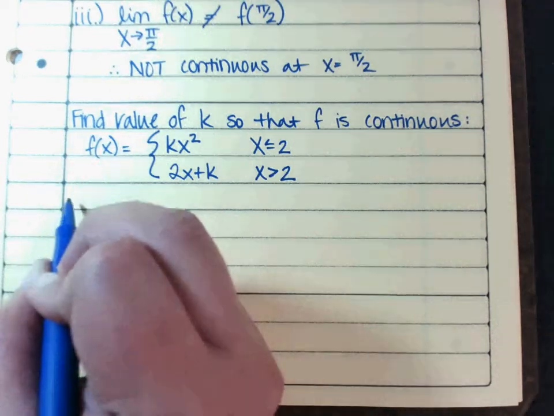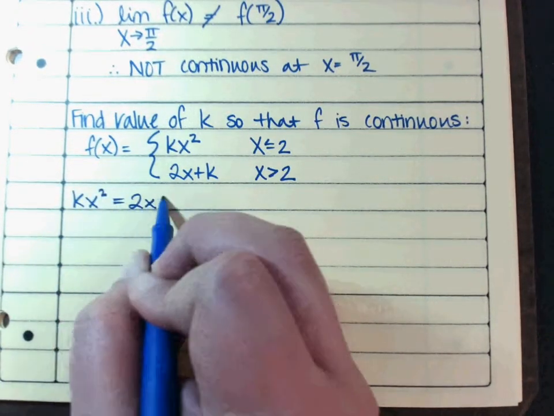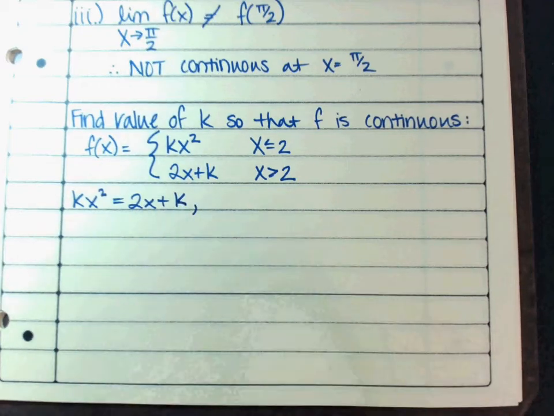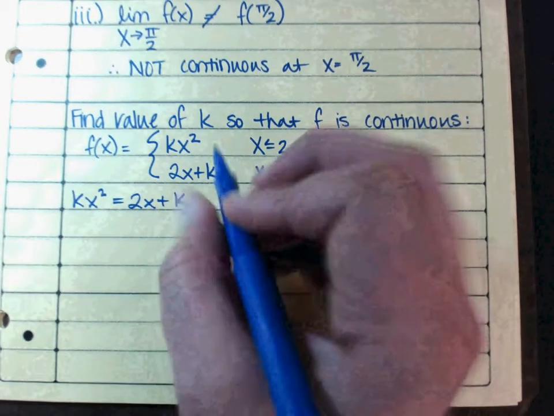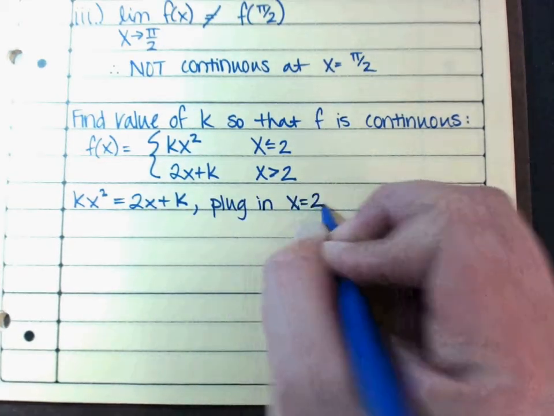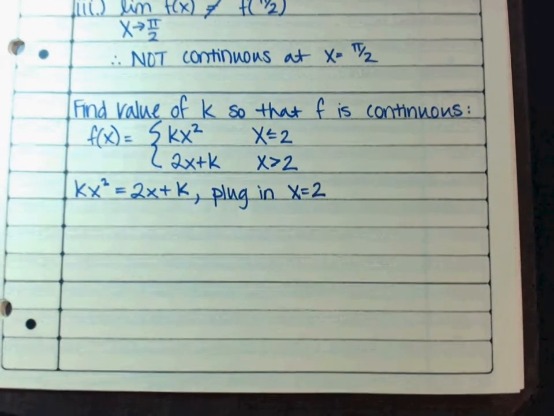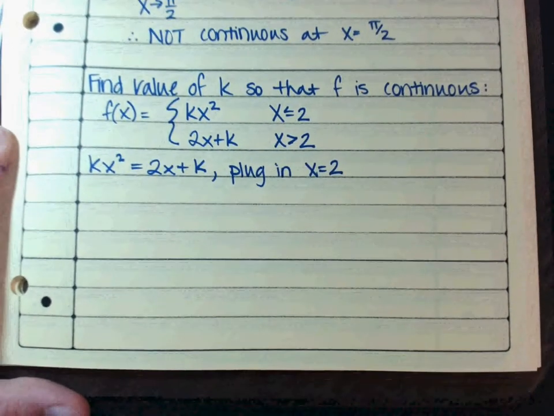So I'm going to let kx squared be equal to 2x plus k. Now, question. Do they have to be equal everywhere? No, only at the breakpoint. What's the breakpoint? 2. So I'm going to plug in x equals 2. So remember, that definition tells me the left and the right limits have to be equal, so I'm setting them equal, and then I'm plugging in the number they have to be equal at. Okay, so from here, plug it in.